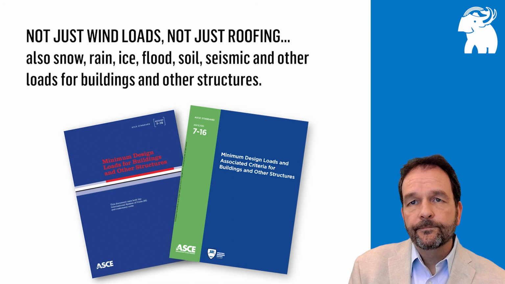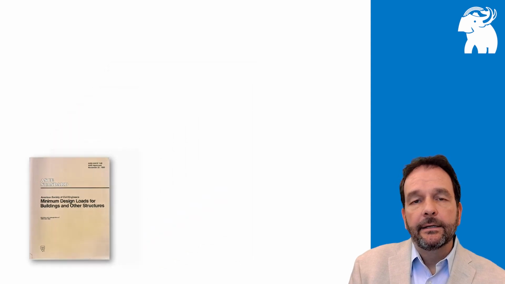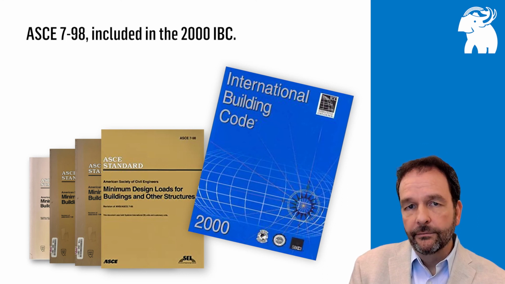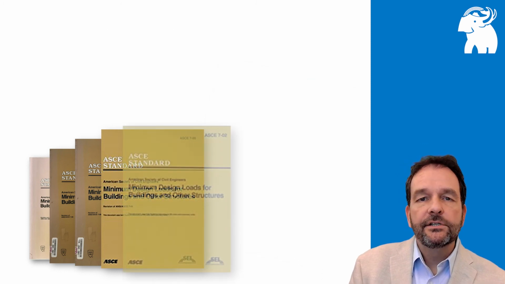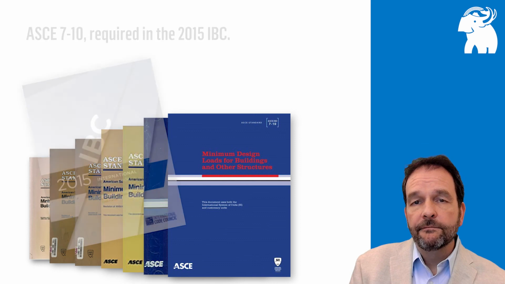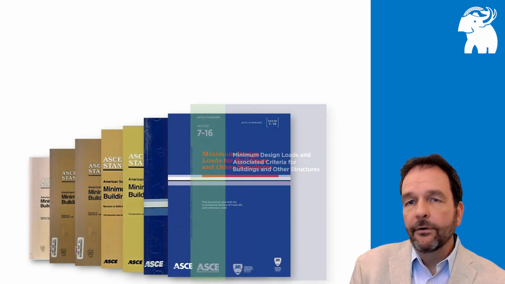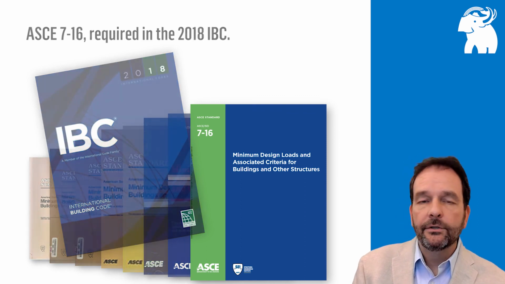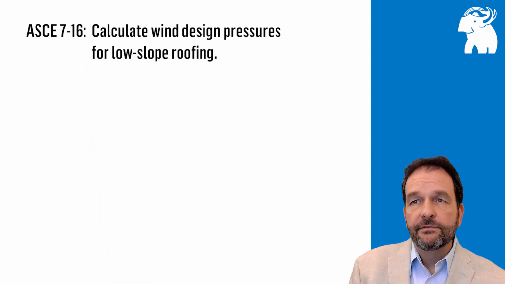Now, ASCE 7 was first published in 1988, and the 1998 version of ASCE 7 was included in the 2000 International Building Code. It was the first time the document was included in our building codes here in the U.S. The ASCE 7-10 version is included in the 2015 International Building Code, and the latest version, the 2018 International Building Code, includes ASCE 7-16, and that's what we're going to discuss today. Let's review ASCE 7-16 to calculate wind design pressures for low slope roofing.